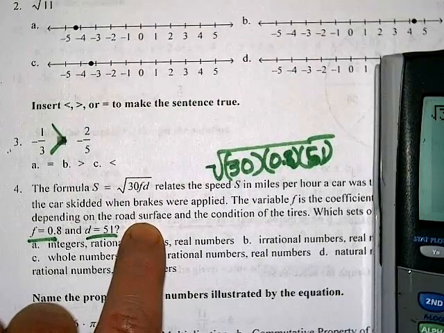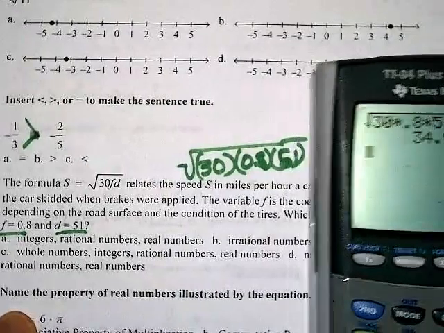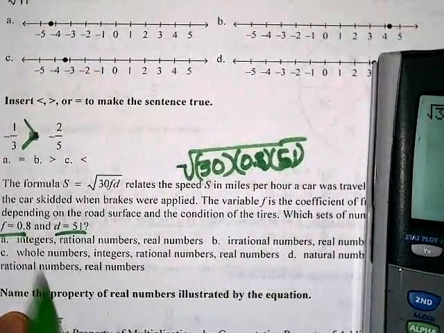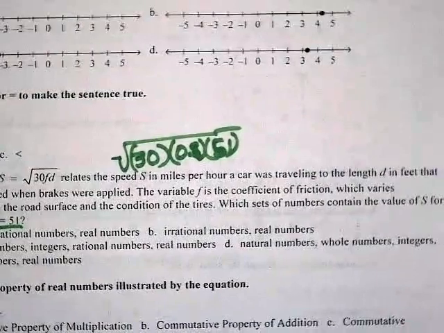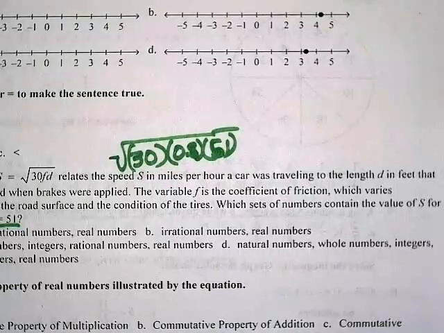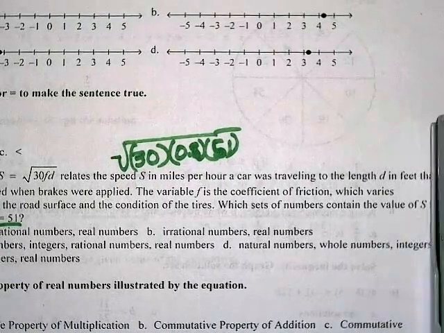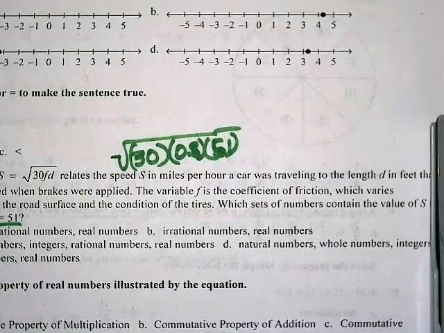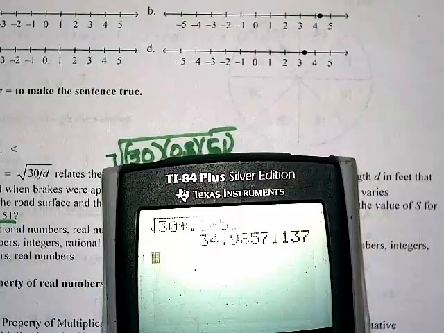That's my answer. What type of number is that? Rational. That's a rational number. So which set of numbers contains the value? That's irrational. Which set of numbers contains the value of S? Why is it irrational? How do you know the difference?